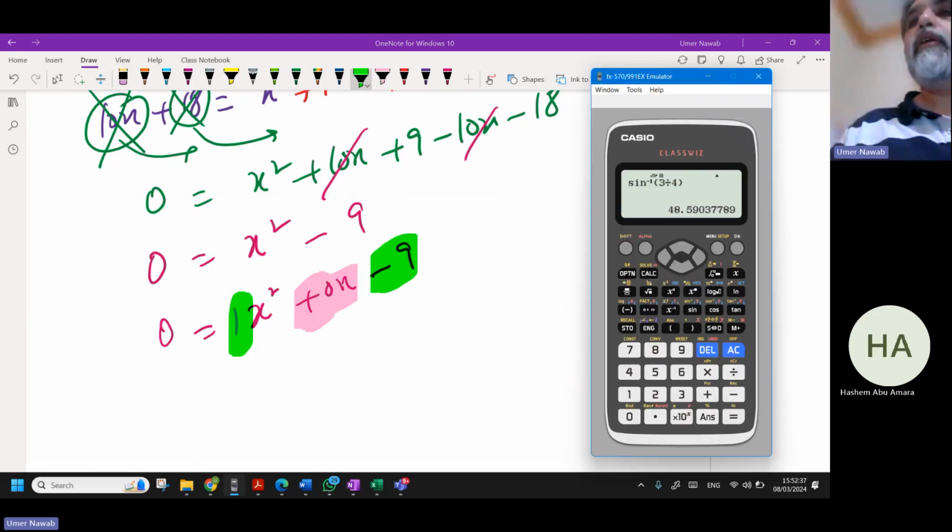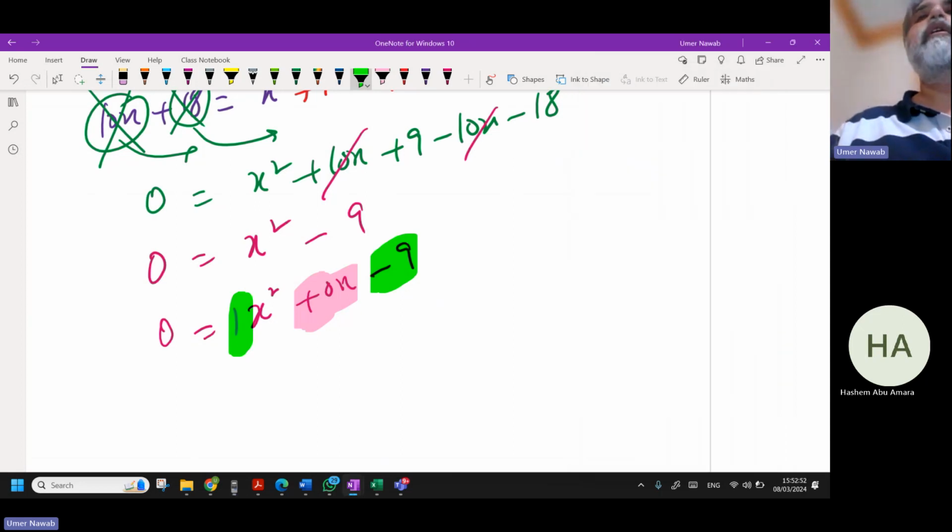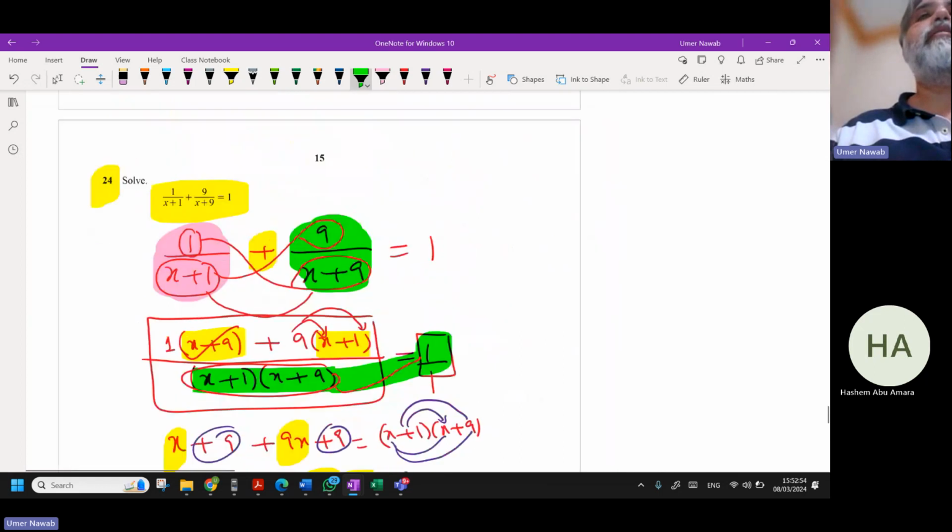So write it in the calculator, go to the equation mode, press 2, coefficient of x squared is 1, enter, coefficient of x is 0, enter, constant is minus 9, enter. The first answer is 3 and the second answer is minus 3. So I got my final answer, 3 and minus 3.